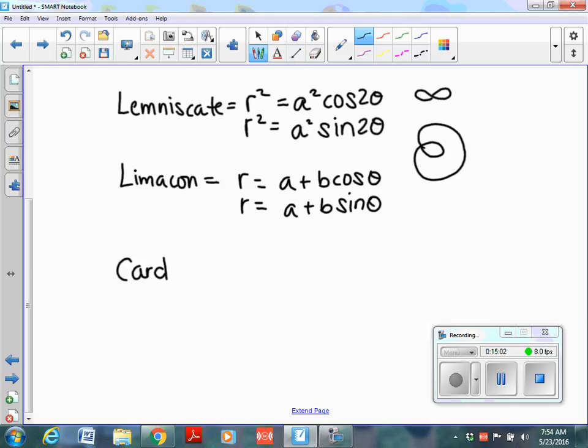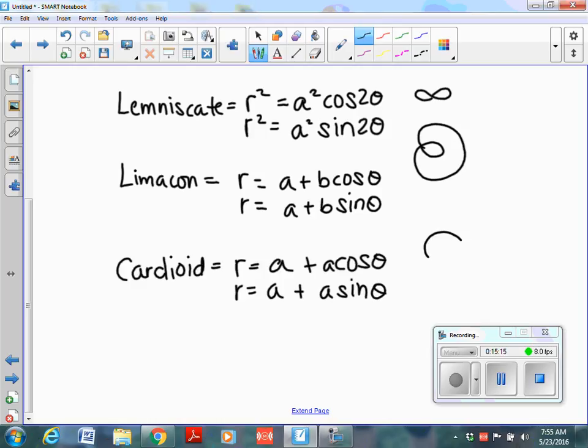Okay, the next one is a cardioid. And this is r equals a plus a cosine of theta, and r equals a plus a sine of theta. This one looks like just the heart. And the last one is the Spiral of Archimedes, which is r equals a theta.